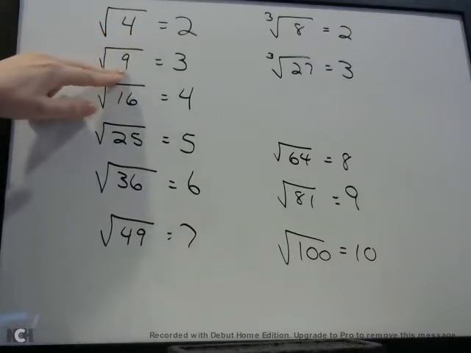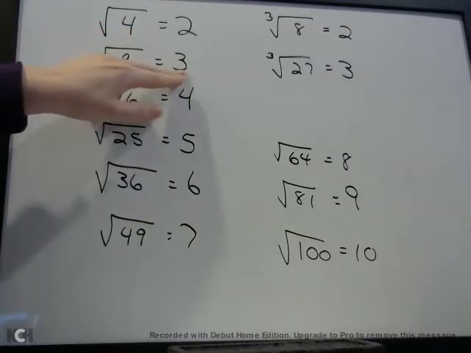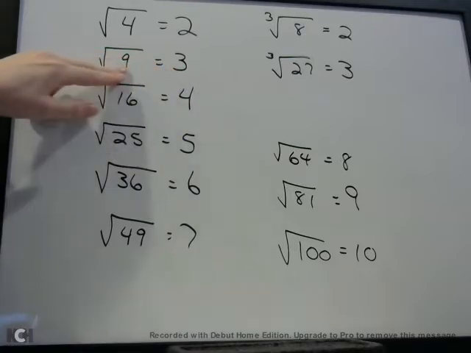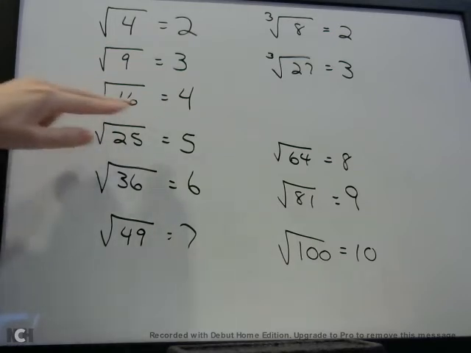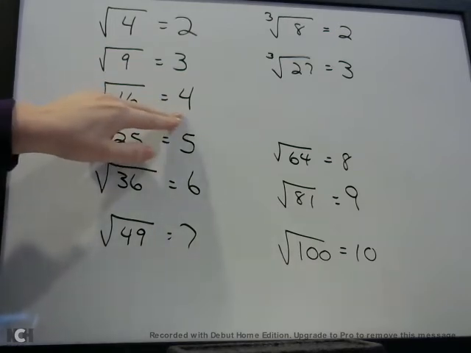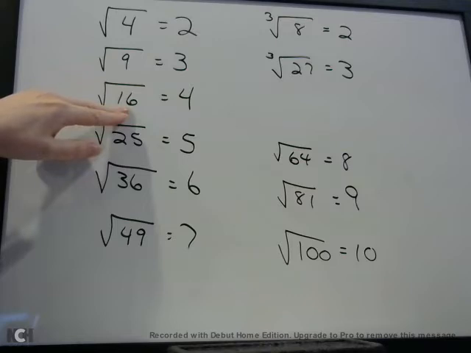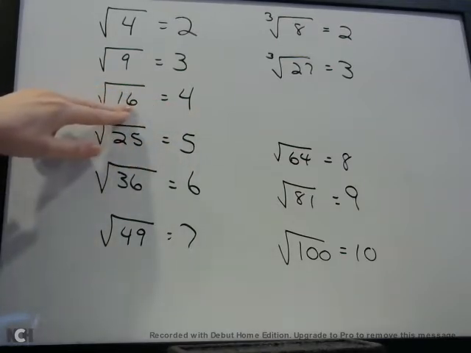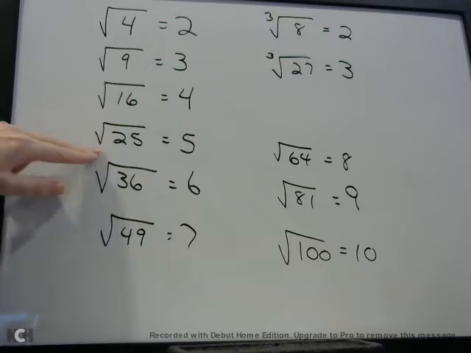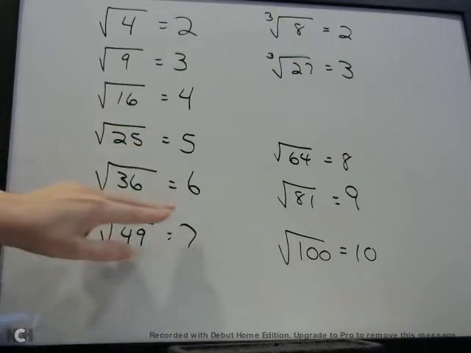The square root of 9 is 3. 3 times 3 is 9. So the square root of 9 is 3. The square root of 16 is 4. Because what number times itself gives you 16? Well, 4 does. 4 times 4 is 16. The square root of 25 is 5. Square root of 36 is 6.